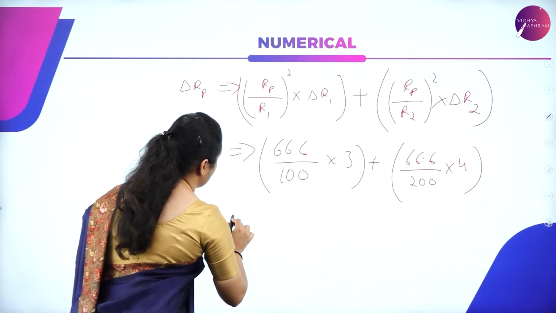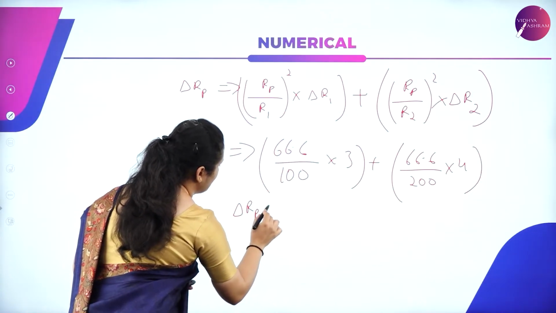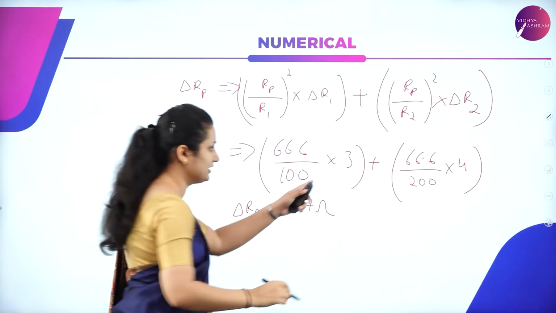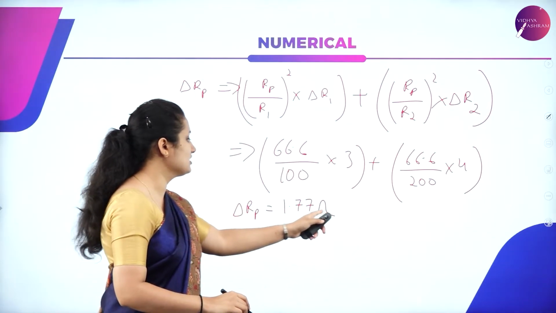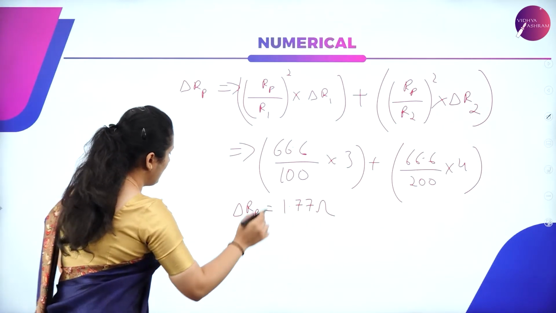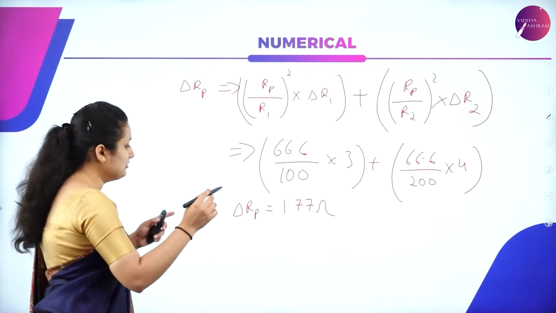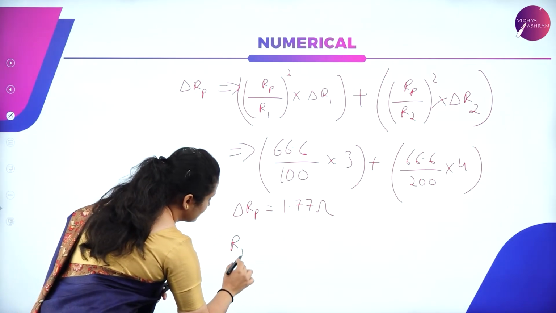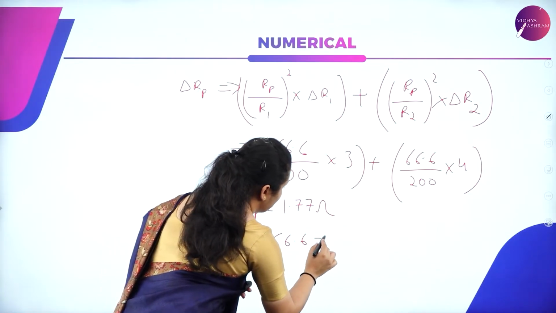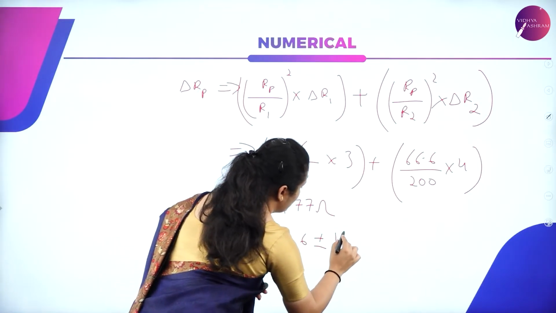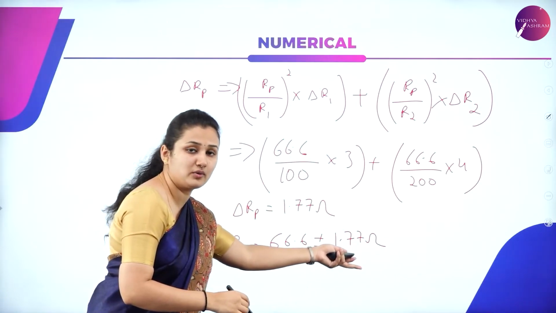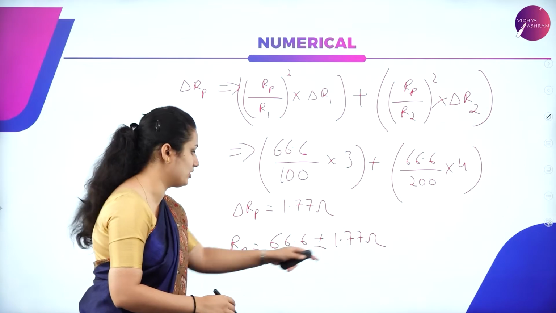So your delta Rp will be 1.77 ohm. You can calculate using calculators. Resistance symbol, its SI unit is ohm. So 1.77 ohm. Now how will you write the error in parallel? So Rp is given by 66.6 plus or minus 1.77 ohm. So error might be plus 1.77 or minus 1.77.